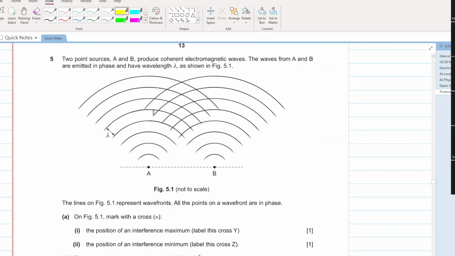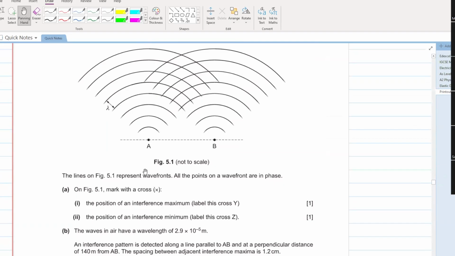Two point sources A and B, perfect. So these are 2 point sources A and B, produce coherent electromagnetic waves. The waves from A and B are emitted in phase and have wavelength of lambda. Perfect. Now, the lines on figure 5.1 represent wavefronts. All the points on a wavefront are in phase. सारे के सारे points on the wavefront are in phase.